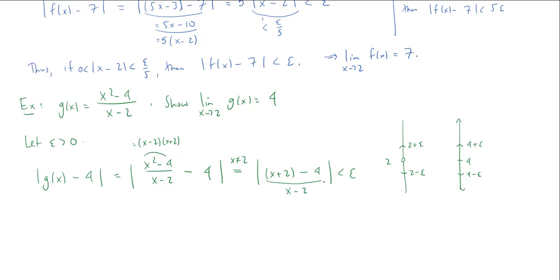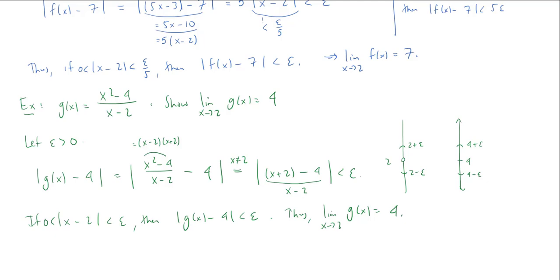Right? So let's summarize this. If x and 2 are within epsilon, then g of x and 4 are within epsilon, provided that, of course, x and 2 are not equal to each other. Okay, so thus the limit as x approaches 2 of g of x is equal to 4.